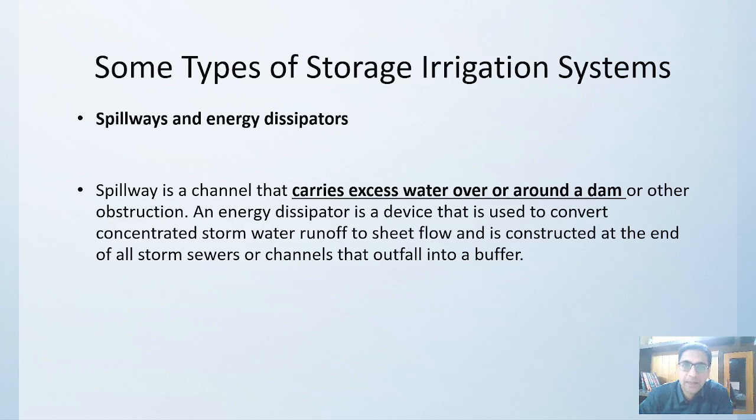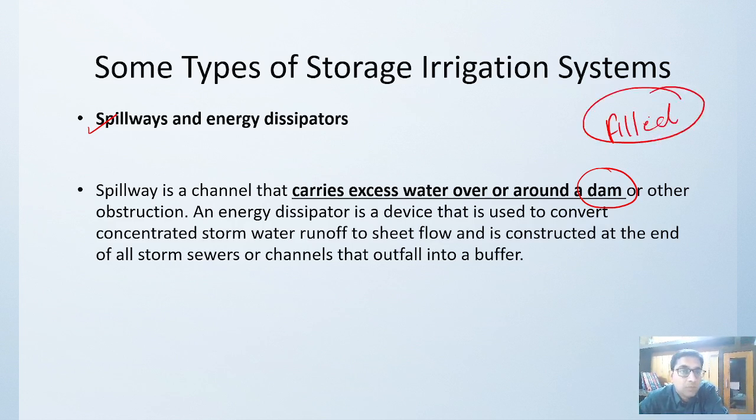Now there are some other types of storage systems. Spillway and energy dissipator. Around the dam, when the dam gets filled up, where will the extra water go? There is a spillway that has been created which carries the excess water over and around the dam. Here we need an energy dissipator device, which is used to convert concentrated storm water runoff to sheet flow. Storm water will be very volatile, so we need to convert it into a proper sheet flow. Then it is stored at a certain place.